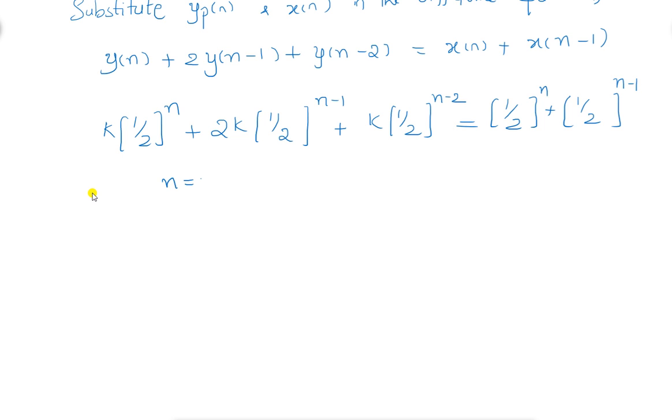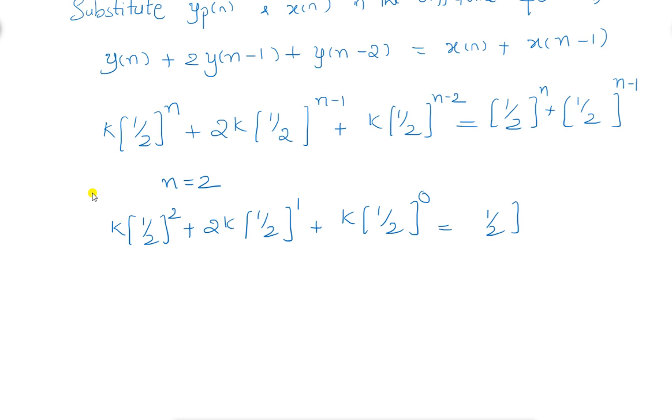If you choose n is equal to 2, then no term is going to be vanished. So after substituting n is equal to 2, we get k into 1 by 2 whole square plus 2 into k into 1 by 2 to the power of 2 minus 1, that is 1, and k into 1 by 2 to the power of 2 minus 2, that is equal to 0, by subtracting. And 1 by 2, here n is 2, so 2 minus 1, that is 1.